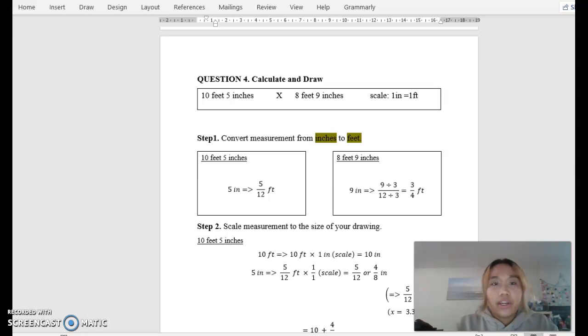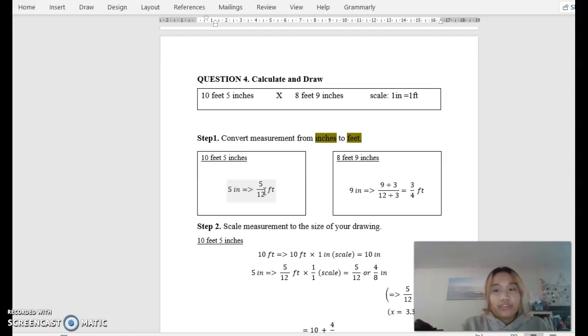Okay, now we're in our question 2, which is calculate and draw 10 feet 5 inches by 8 feet 9 inches using the scale of 1 inch is equal to 1 foot. So again, our step 1, convert measurement from inches to feet. So 10 feet, we cannot convert that one because it's already feet. We only need to convert 5 inches.